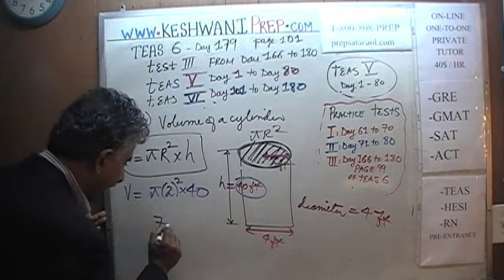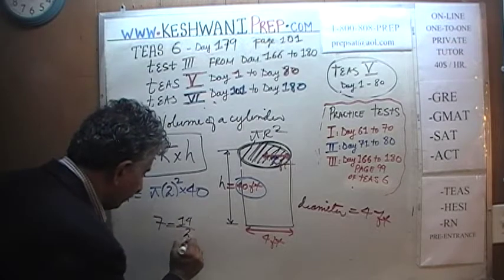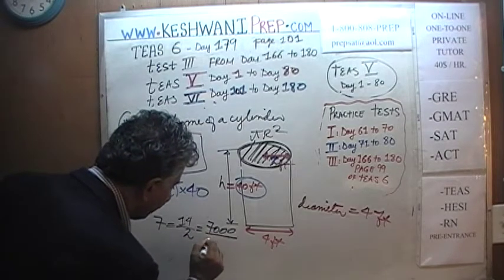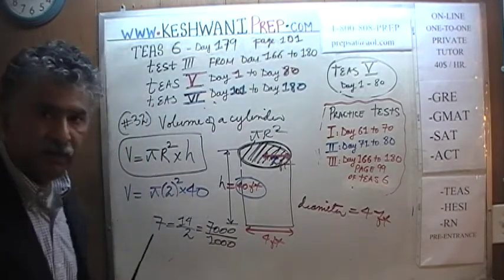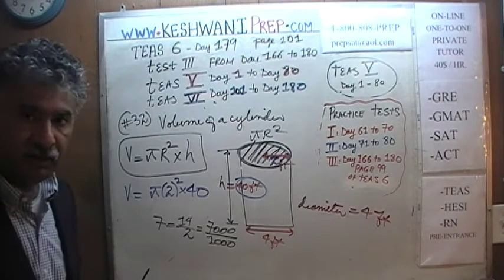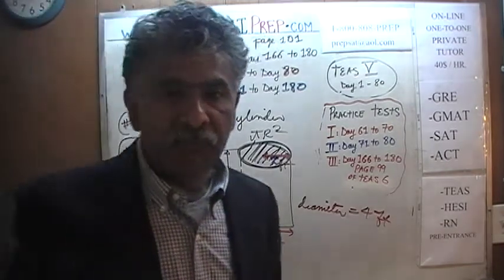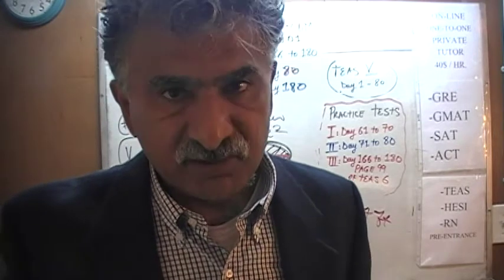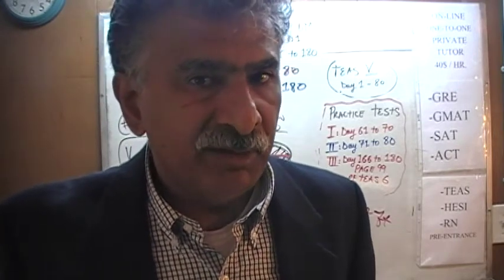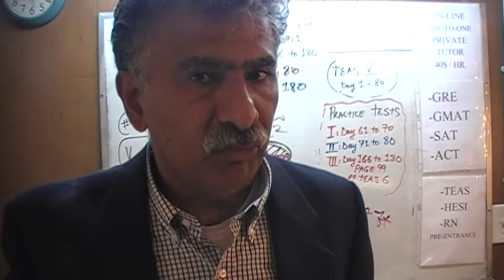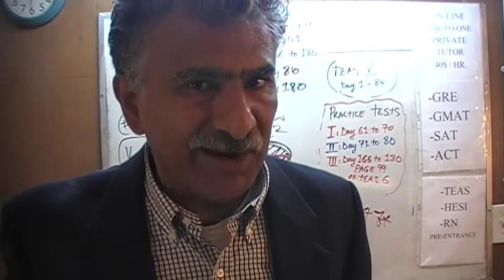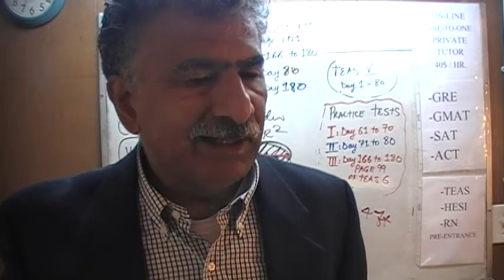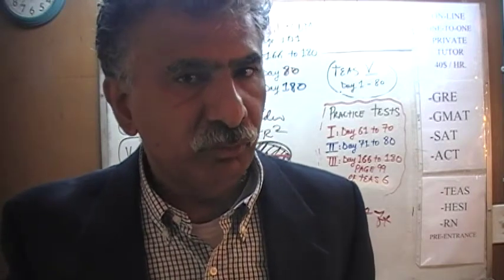I can write 7 as 14 over 2. I can write 7 as 7,000 over 1,000. I can write 7 as 70 over 10. I can write 7 as negative 21 over negative 3. Do you understand? There are infinite possibilities. If a quantity can be represented as a ratio of two numbers, it is called a rational number. The word rational comes from ratio. An irrational number is something that cannot be represented as a ratio of two numbers.